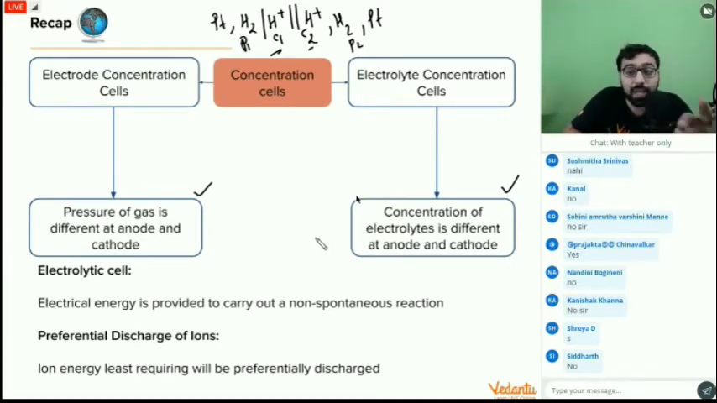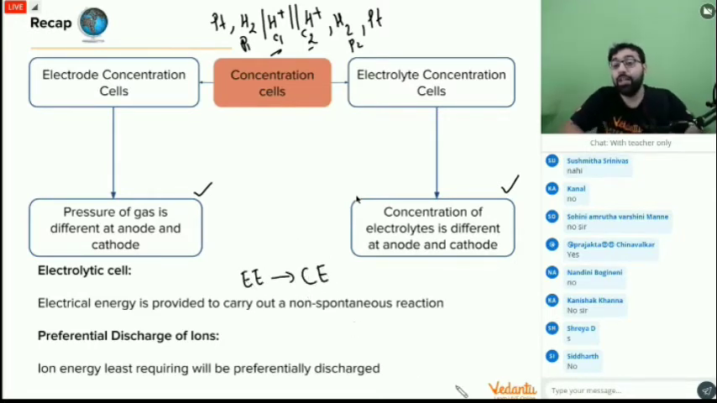Electrolytic cells are those in which we convert electrical energy to chemical energy, and during this conversion we have converted a non-spontaneous reaction into spontaneous one by applying external voltage. External voltage लगा के we converted a non-spontaneous process into a spontaneous, and that was done in electrolytic cell.